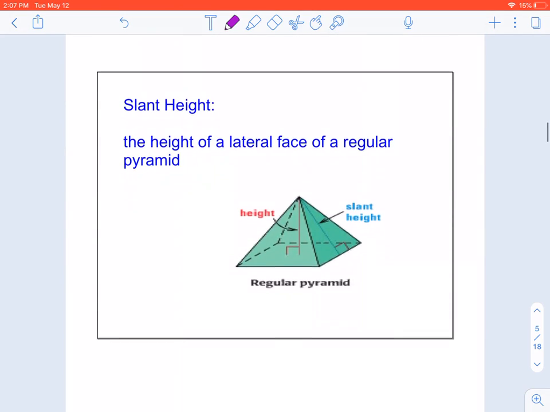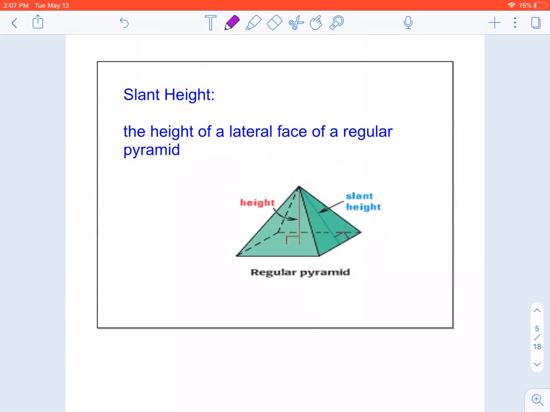Now, the reason we talk about that segment cutting your edge in half is because we actually are not going to want that height for our surface area. Instead, we are going to want what they call the slant height, which is a height coming down this side here, or that face, that triangle. That's the height that's going to be important to us. It is the height of the lateral face of the regular pyramid.